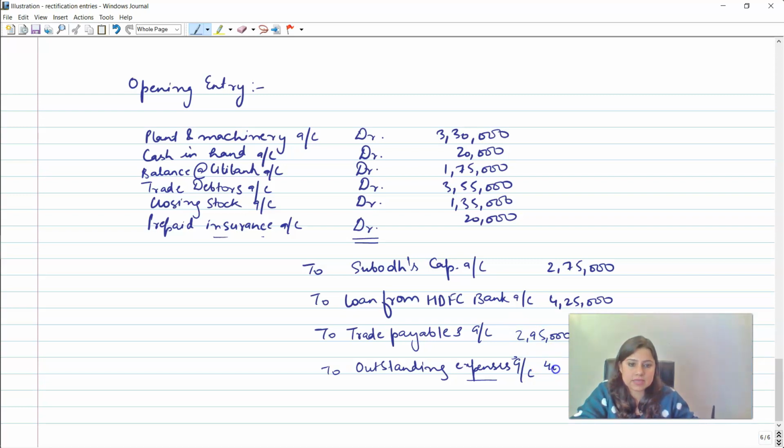And the outstanding expenses come out to be 40,000. Also, one more criterion of ascertaining whether you have correctly ascertained the credit and debit balances is that after passing the opening entry, the balances should match. Like in the case of trial balance, the debit and credit match. Here also, when we are passing the opening entry, the debit and credit should match. So let us ascertain 3,30,000 plus 20,000 plus 1,75,000 and plus 3,55,000.